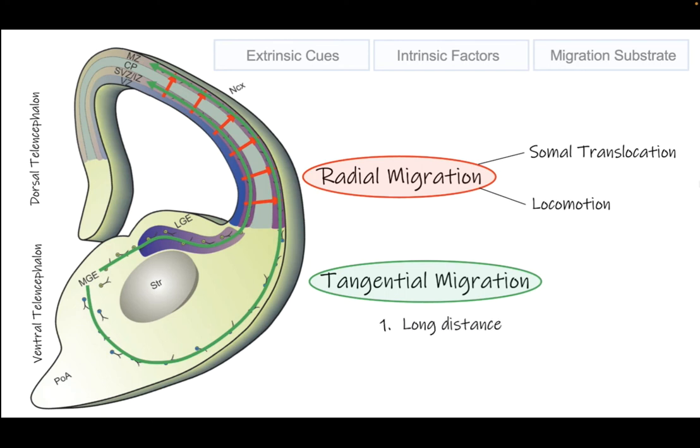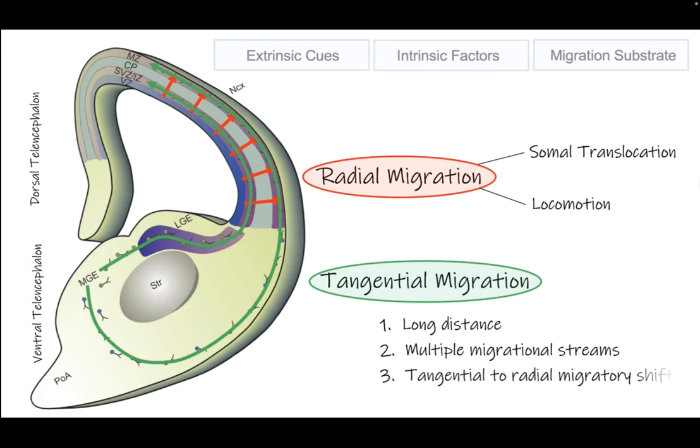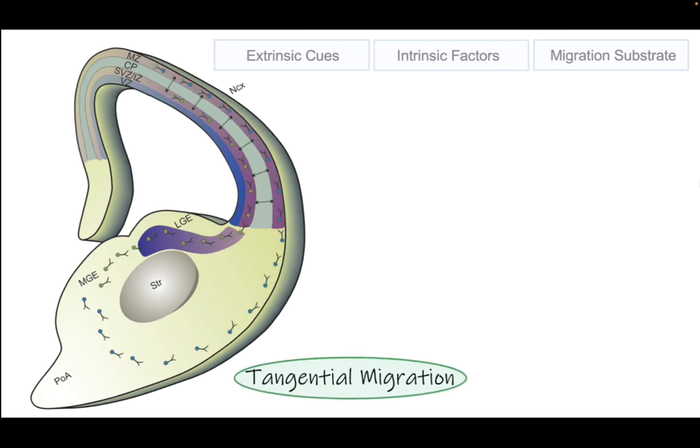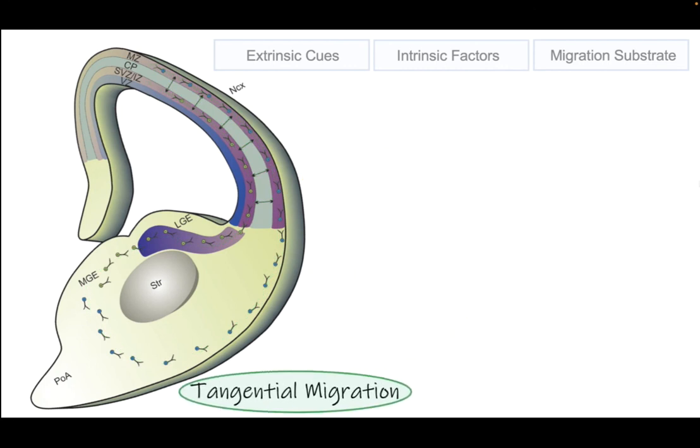First, the interneurons must travel over very long distances. Second, they form multiple distinct migrational streams. And third, after reaching the cortex, they shift from tangential to a radial mode of migration to invade the cortical plate. Today, I would like to use the cortical interneurons as an example to show you how extrinsic guidance cues, intrinsic factors, and the migration substrate work together to enable such a complex process.